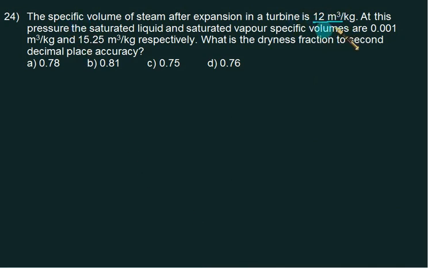The specific volume of steam after expansion of a turbine is 12 meter cube per kg, and we are given the pressure and volume. What is the dryness fraction to the second decimal place you want to find out? So after expansion we know the volume, and this steam he says is a wet steam because he is interested in dryness fraction. So we have V equals to 12 meter cube per kg, whereas Vg at corresponding value is 15.25 and Vf is 0.001. Since V is less than Vg, we can confirm that this is a wet steam.